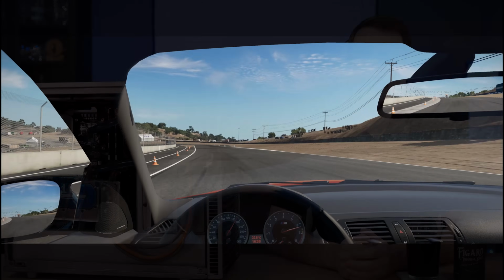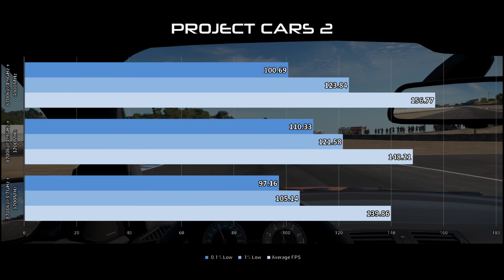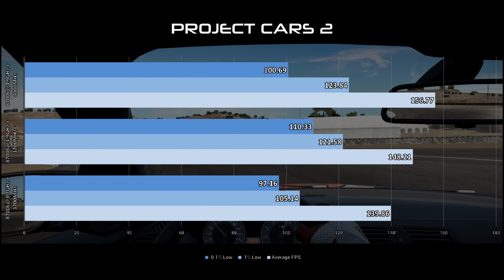The 4000 MHz kit also flexed its muscles when it came to the 1% and 0.1% low frame rates, showing an increase of 10 and 12% respectively. Project Cars 2 showed similar gains, improving by about 5.8% in the average frame rates. The 1% lows raised by about 1.8% and the 0.1% actually dipped off a little bit.